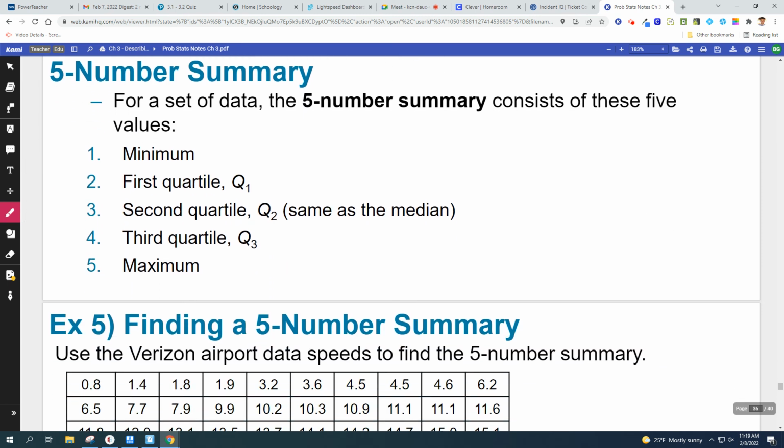5-number summary. This is going to be important for something we do later. For a set of data, a 5-number summary consists of these 5 things: minimum, first quartile, second quartile, third quartile, and maximum. And that's just the picture that I drew earlier. You're going to have a minimum, a maximum, a Q2 in the middle, a Q1, which is the middle of the lower half, and your Q3 is the middle of the upper half. That's your 5-number summary.